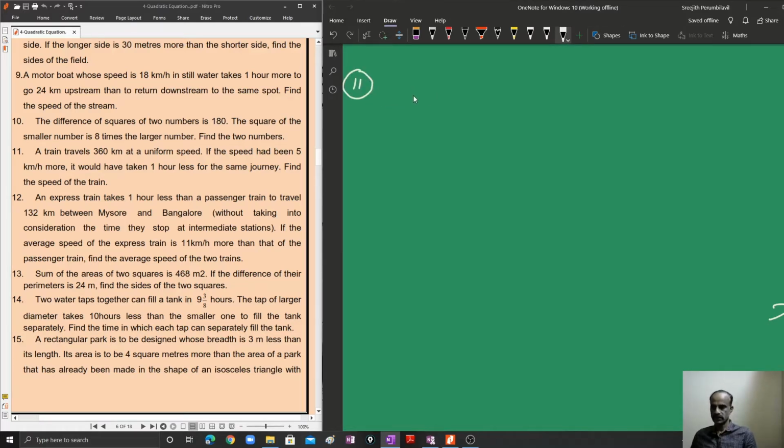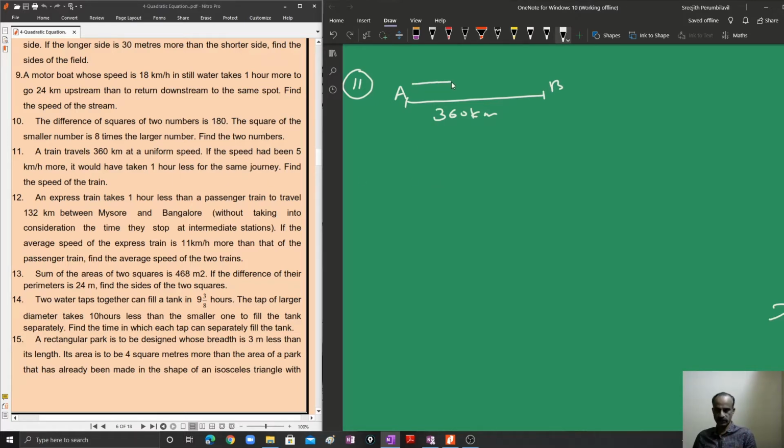A train travels a distance of 360 km at uniform speed. So the distance traveled by the train is 360 kilometers. The train travels from A to B. If the speed had been 5 kilometers more, that means there are two cases, not two questions, two cases. Originally it had some speed, then later it increased the speed by 5 kilometers. If the speed had been 5 kilometers more, it would take 1 hour less. Find the speed of the train.